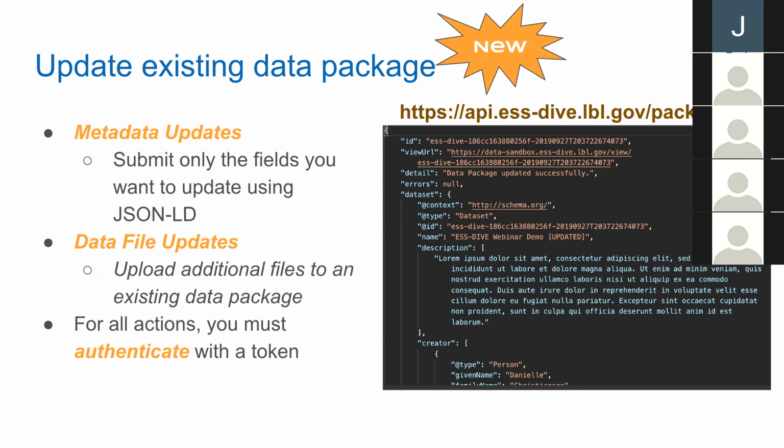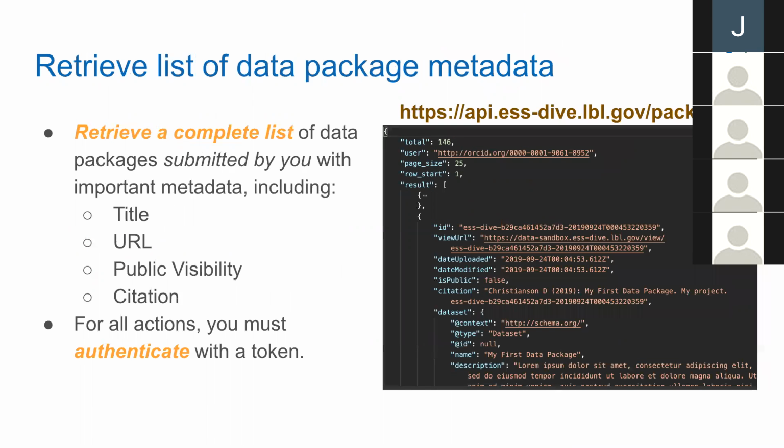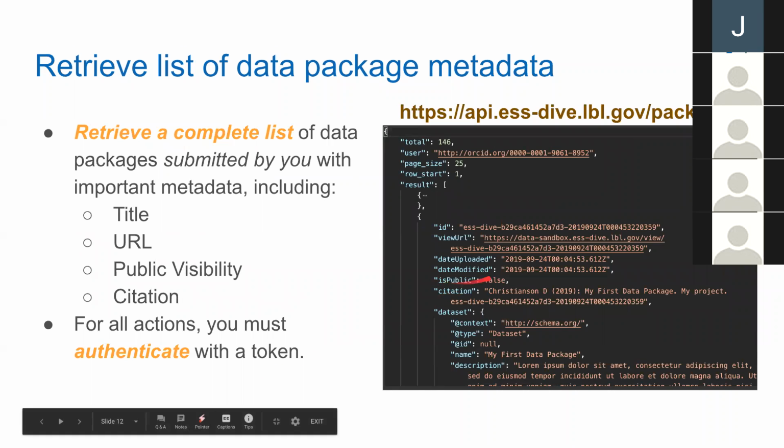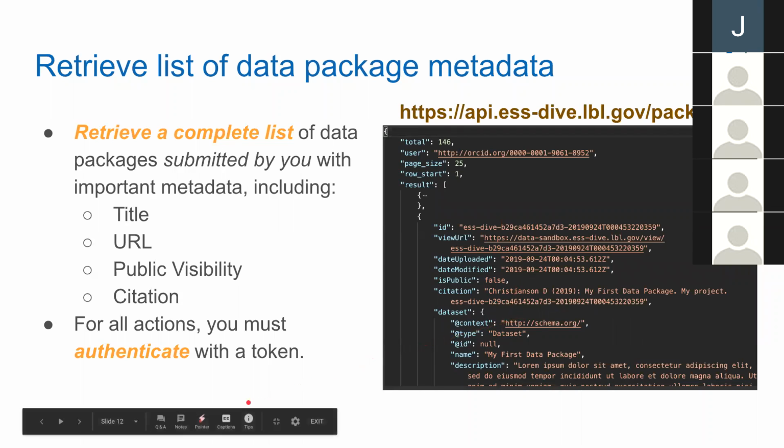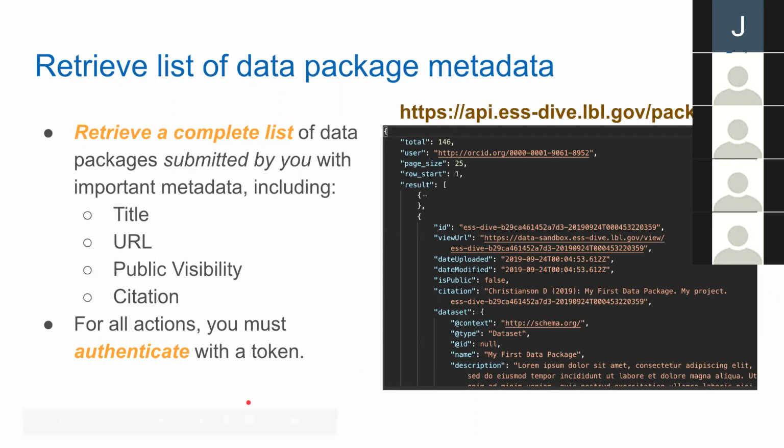Tokens update daily, so make sure to double check your token if you ever have any trouble with the API. You can retrieve a list of all of your submitted data packages to ESS-DIVE, including important metadata information such as title, URL, if it's public or not, which we can see right here, which is always an important one to double check. Did I actually publish this data set, or is it just sitting here and no one can see it yet? And finally, the citation, always a good thing to have. Again, we require the authentication token to access.